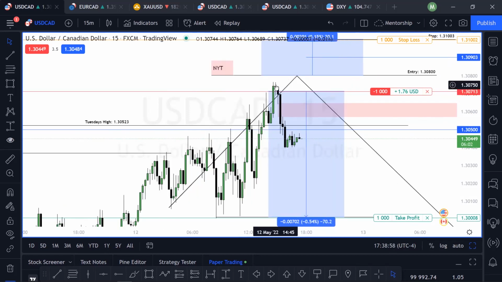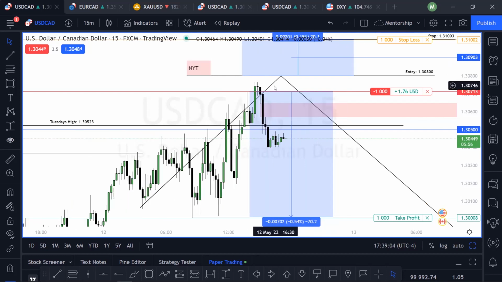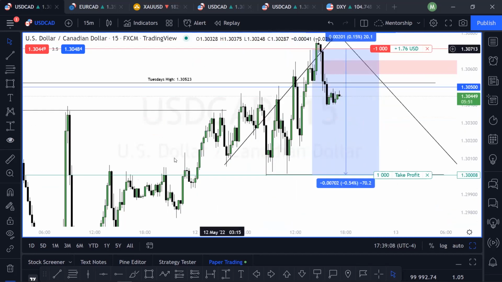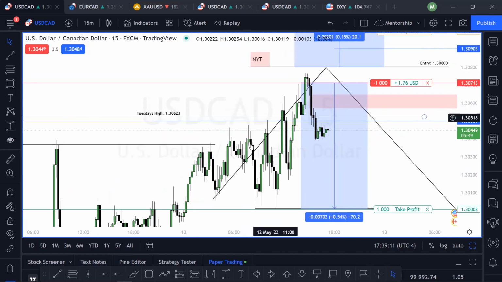Now, when you look at this level here, this area is inside a daily order block. That's why I trusted this. Price is coming higher. Now, let me not over-explain this. This is a lecture we're going to have some other day.